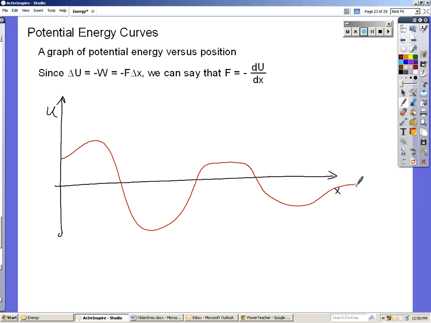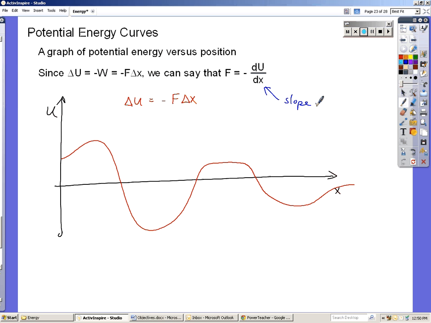Now, the first thing we know is that the change in potential energy is equal to negative W, and the work is equal to the force times the displacement. So what we've got here is delta U equals negative F delta X, which, if you divide both sides by delta X and turn it into a derivative, means that the force is the negative of the derivative of this graph. And derivative just means slope.